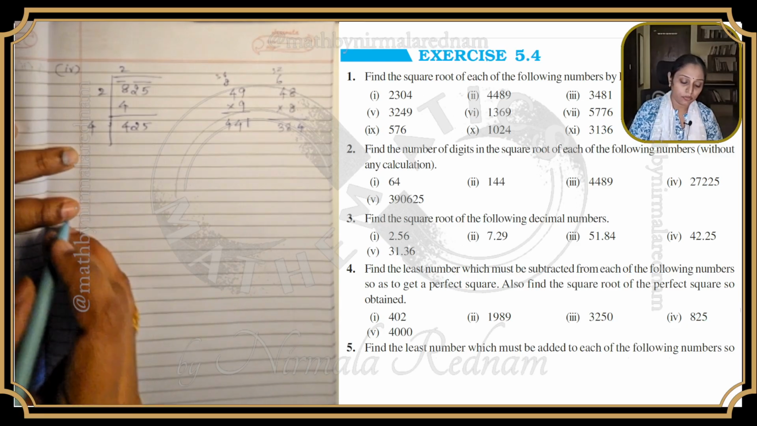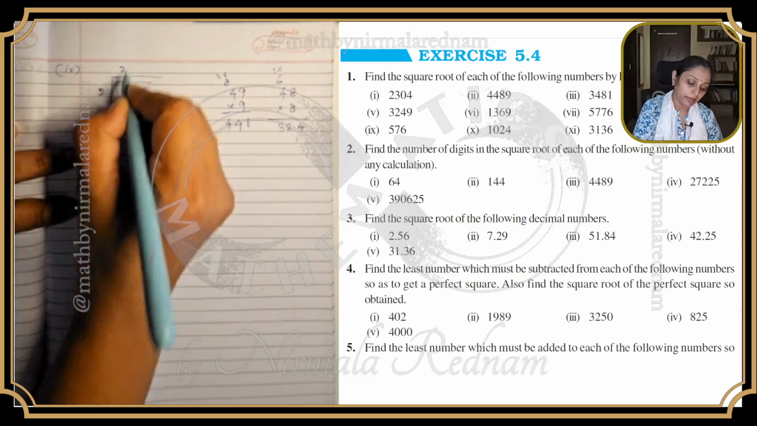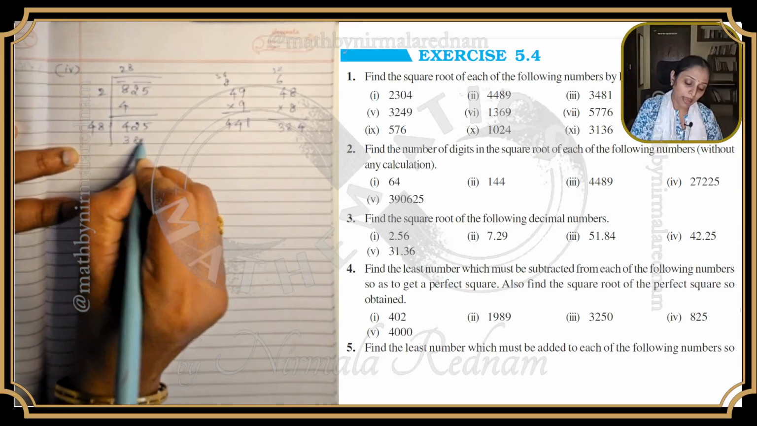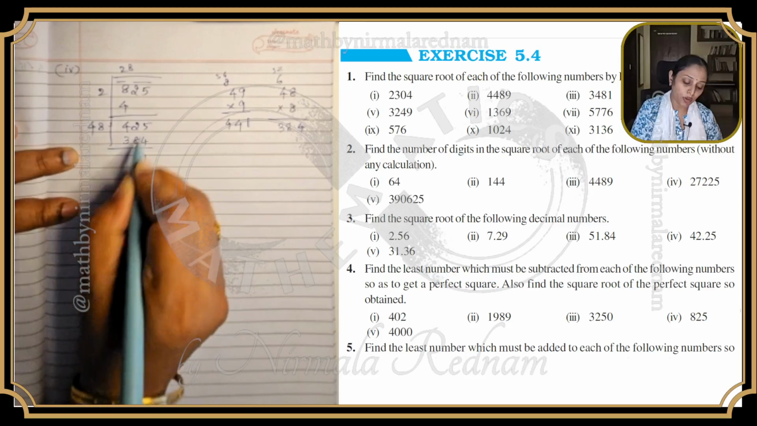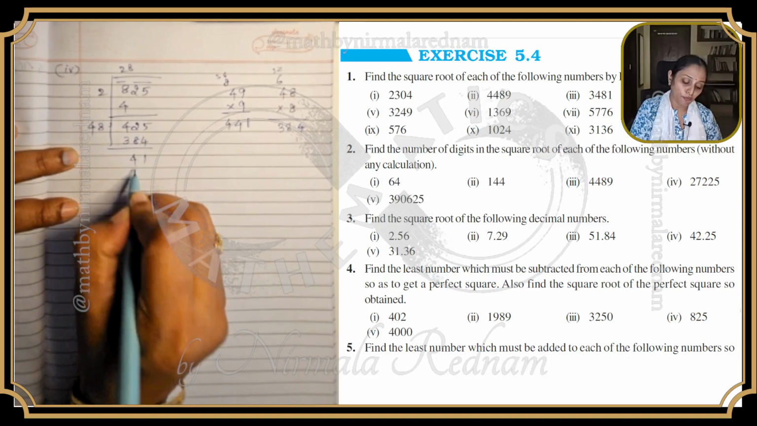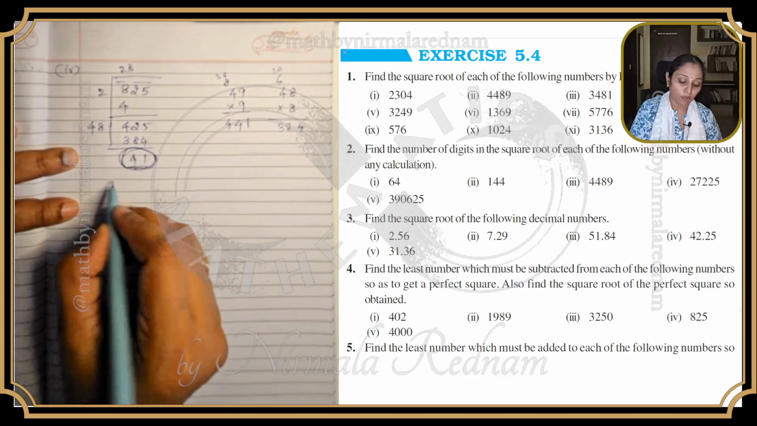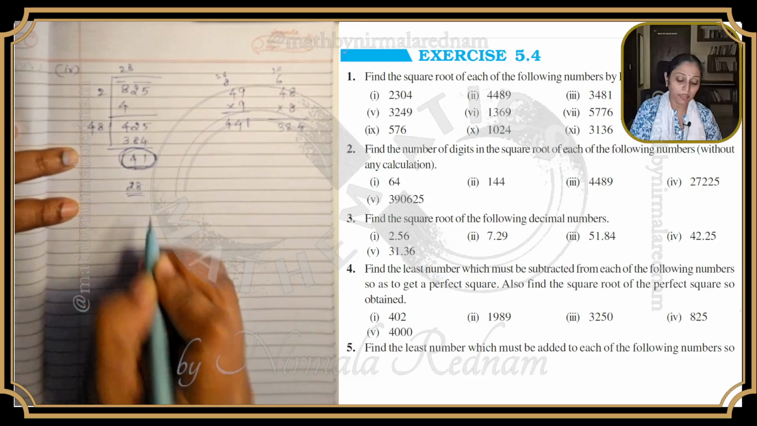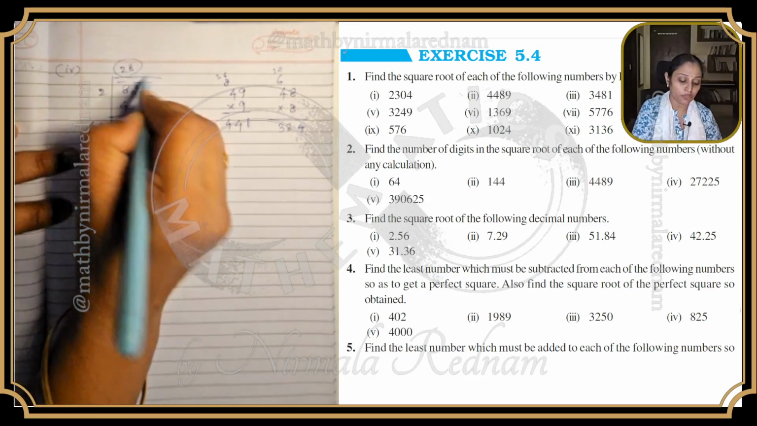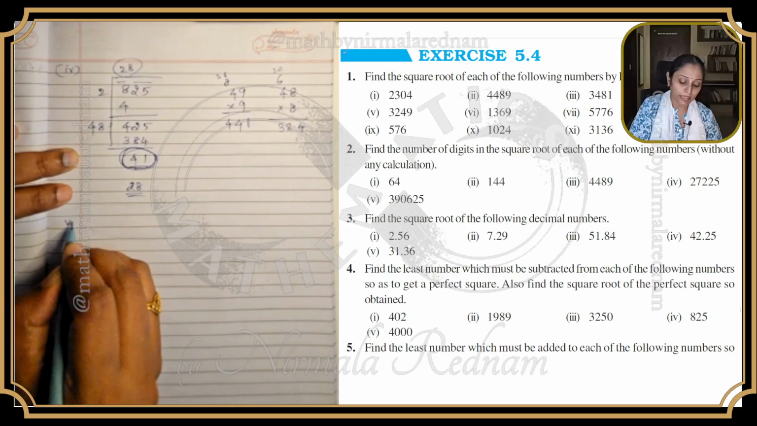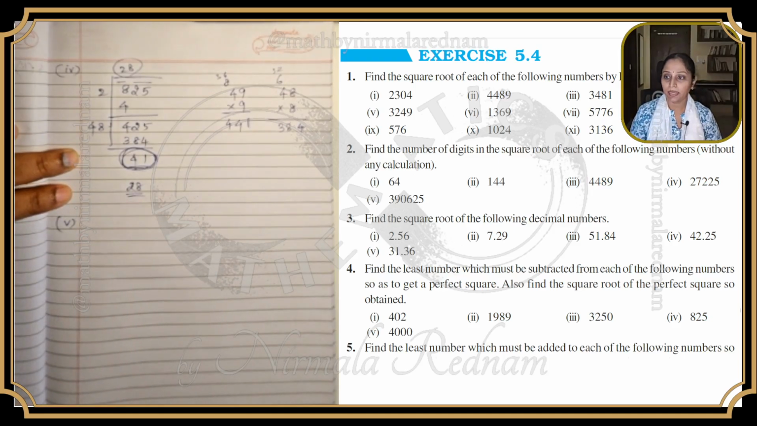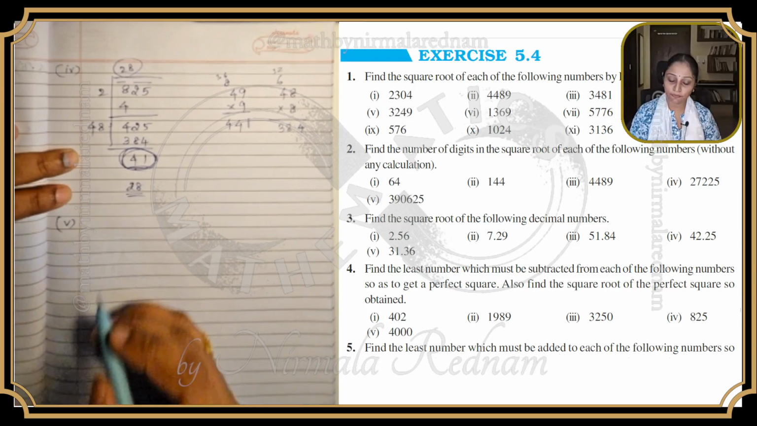So I'm going to write 8 here. 384. I have to subtract these two, and I have 41. So what should be subtracted? 41 should be subtracted. And what is the square root of the resultant number? 28, which is my quotient here. So that is my fourth question. And then the fifth question is 4,000.